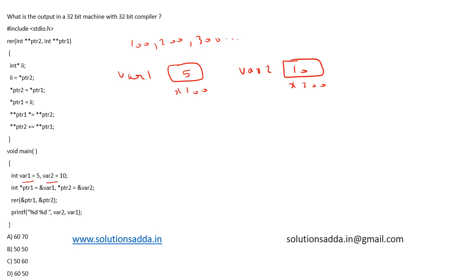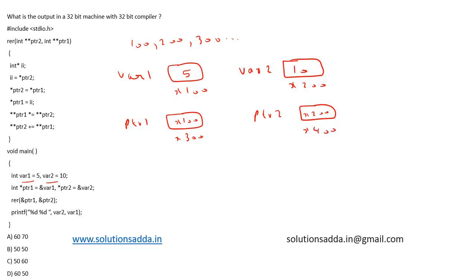Now, there are two pointer variables. Ptr1 is a pointer variable. It is storing the address of var1, so we have 100 here, and it is stored at location 300. Ptr2 is storing the memory address of var2, so we have 200 here, and it is stored at location 400.